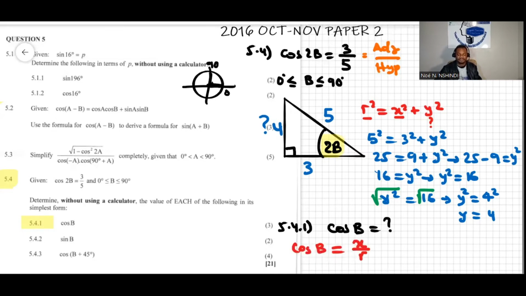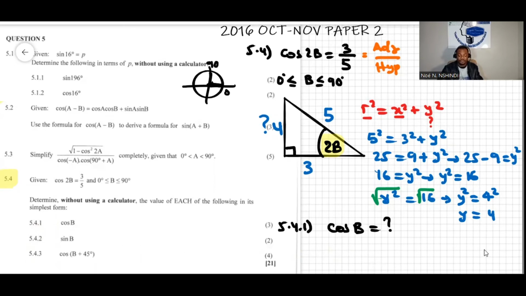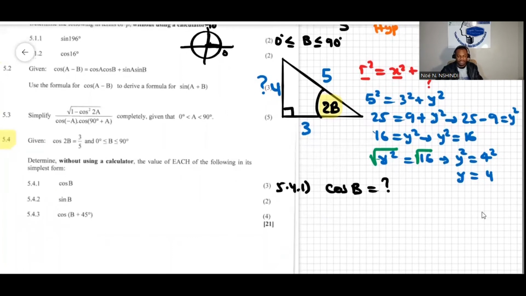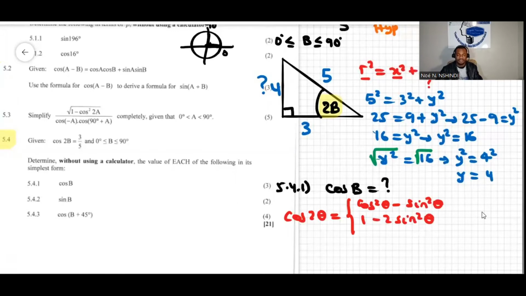Now we can do this. Cos of 2 theta is equal to cos squared theta minus sin squared theta, or it is also 1 minus 2 sin squared theta, or it can also be 2 cos squared theta minus 1. So we can select any of these formulas.